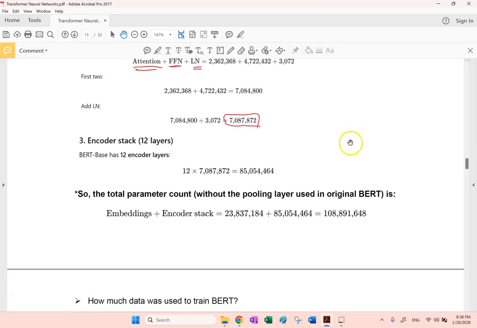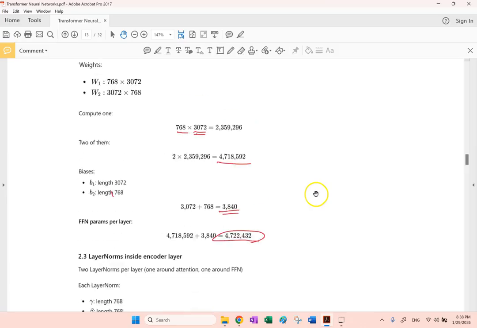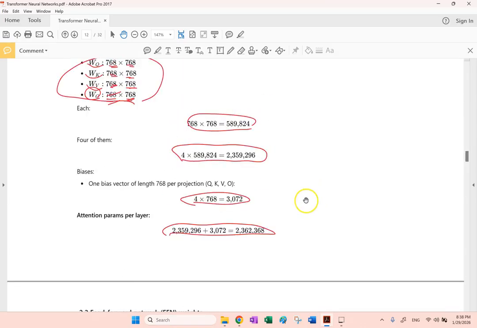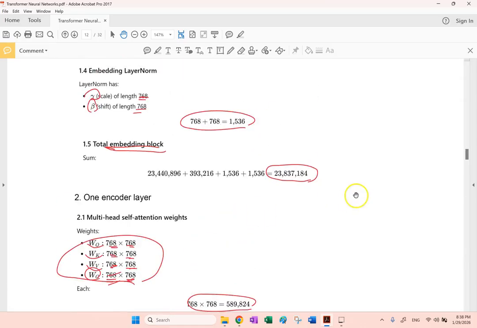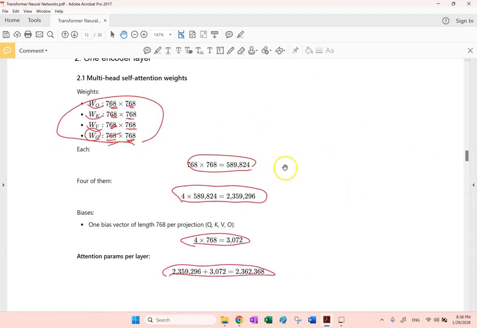But remember, you have N of them, a stack of N of them. And here you have 12 in BERT. So 12 times 7 million, that's 85 million. Added to the original 23 that you have for embedding, you're looking at 108, 109 million parameters. Okay? So 110 million is not a big deal, even for something as simple as this. The vocabulary size is limited, the D model is small, it has this extra ID thing, but that's not a big deal, right?